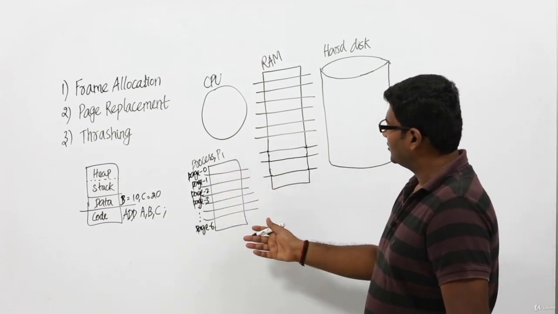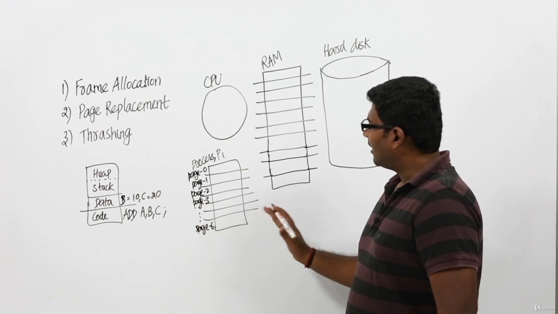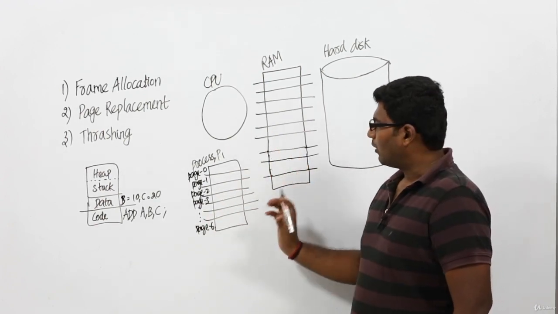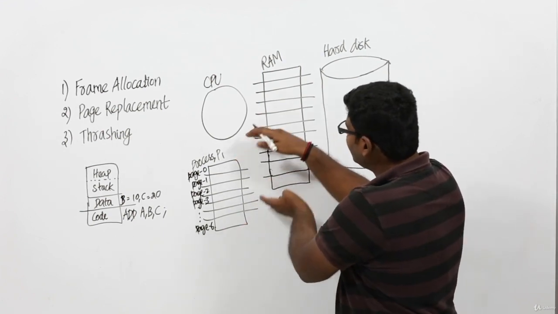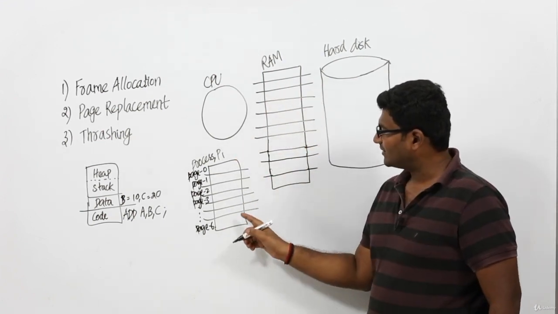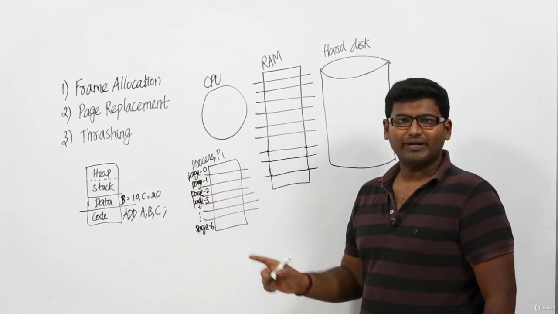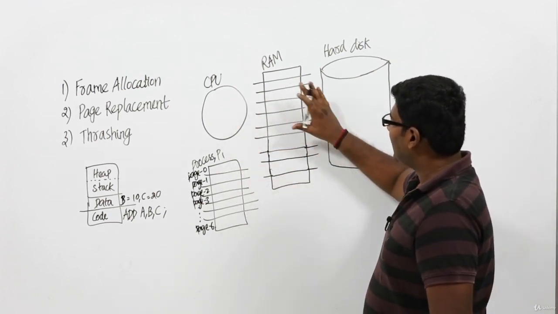Let us assume the name of the process is P1 and it has been divided into pages, and we also know that page size will always be equal to frame size. Now, one thing is for sure. Can we load this complete process into the RAM? This process has 7 pages, page number 0 to page number 6. Can I load all the 7 pages inside the RAM?